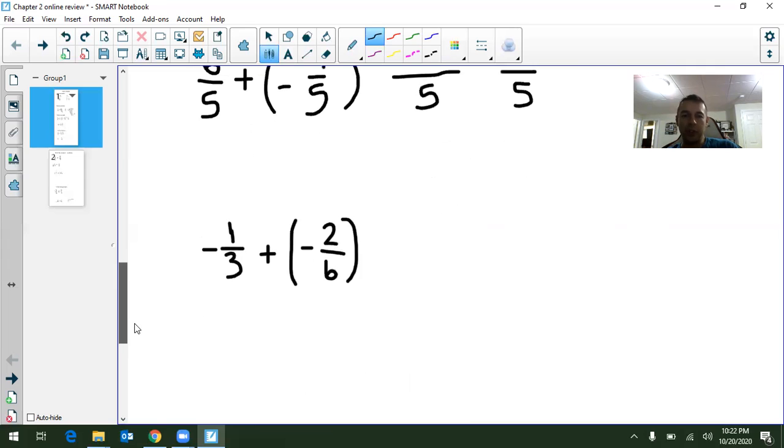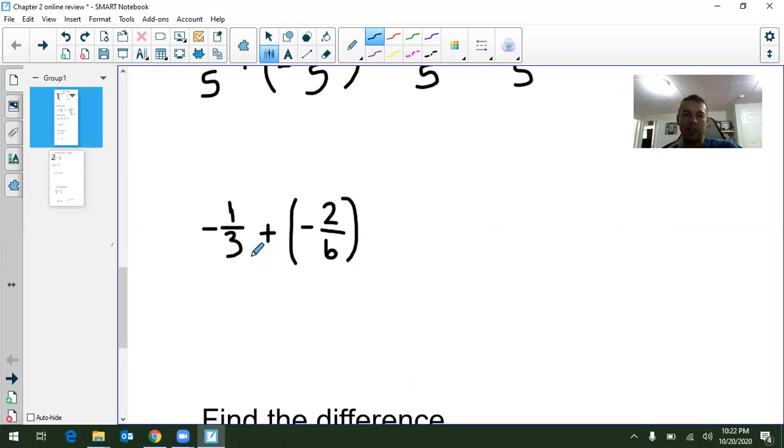On this one, we do not have common denominators. We have -1/3 plus a -2/6. And just to keep in mind, we have a negative and a negative, and we're adding together, so that's going to be a bigger negative. But first, we want to find common denominators. And one simple one we could find is 6, because 3 times 2 is 6. So we're going to do that. We're going to turn these both into 6s.